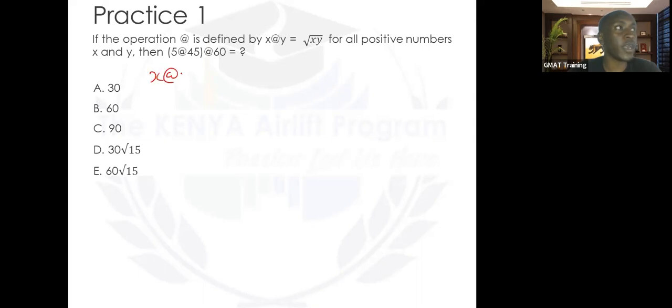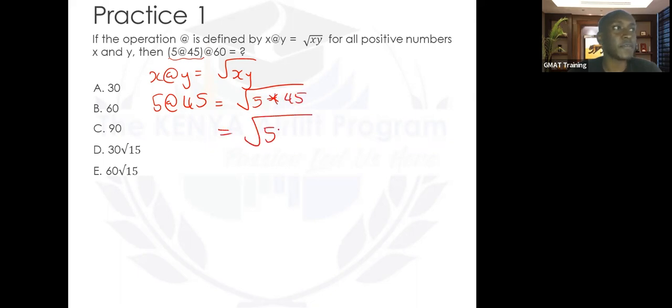So we know that x at y equals the square root of xy. What's the value of 5 at 45? First, we need to remove these brackets and calculate inside them, then use the value we get with 60. So 5 at 45 equals the square root of 5 times 45. Well, this is 5 times 5 times 9. This is a perfect square. You take the square root, which is 5 times 3, which is 15. We know 5 at 45 is 15.